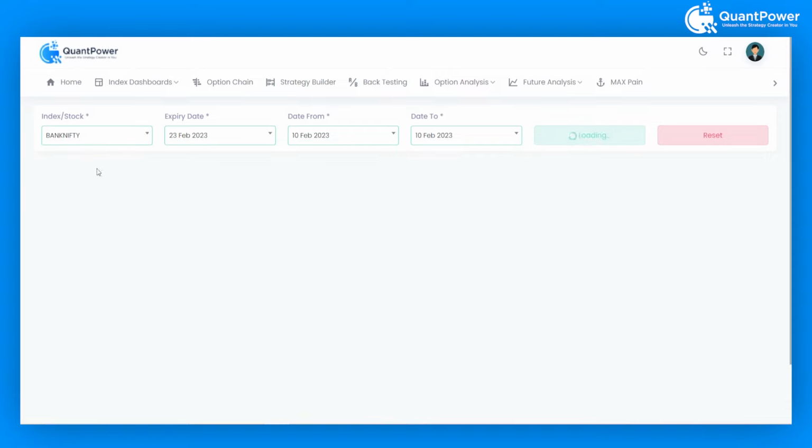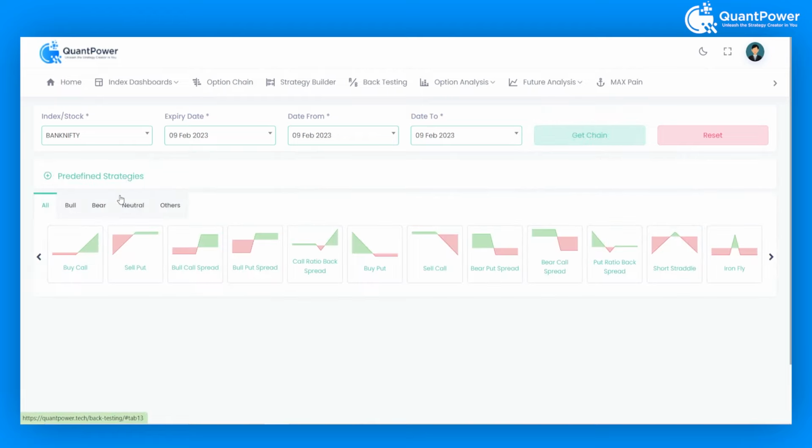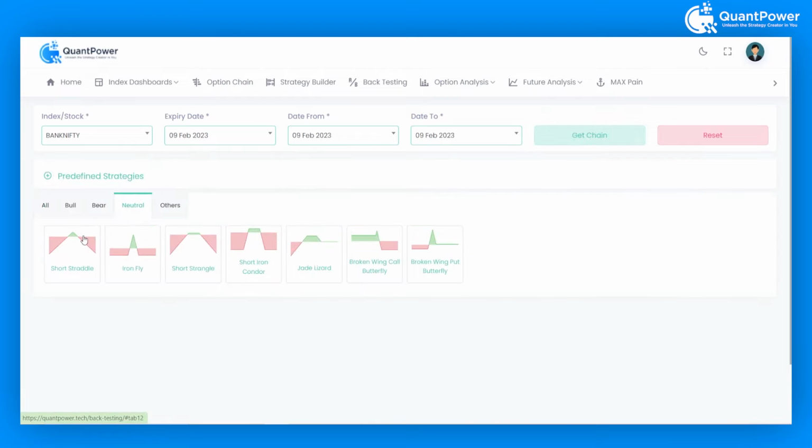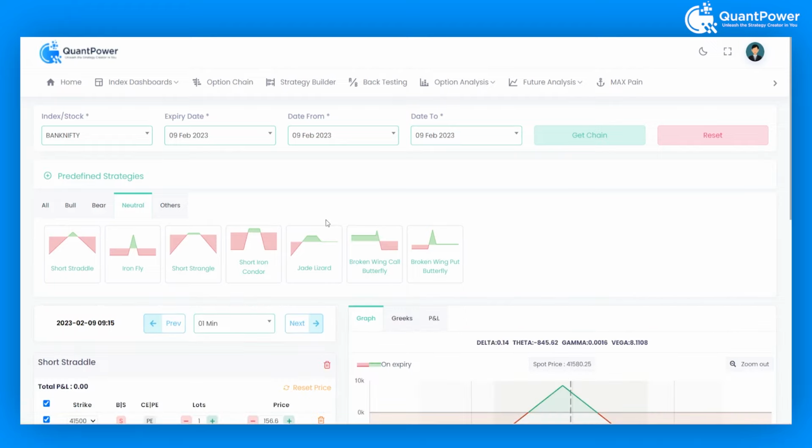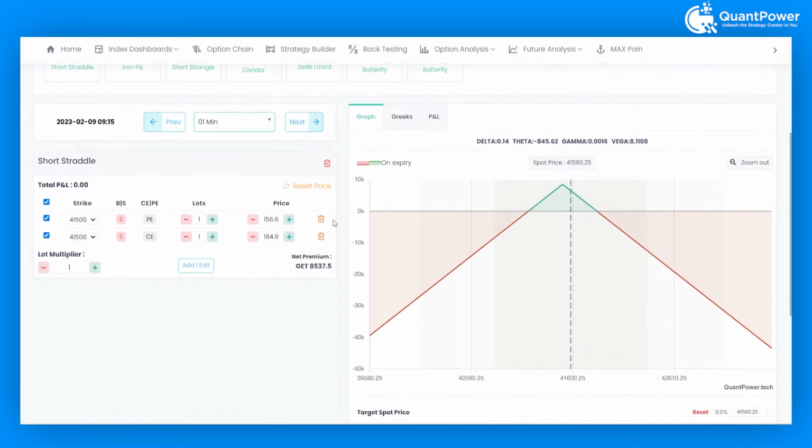Let's select Bank Nifty as our index and 9th February as the expiry date, with date from and date to also set to 9th February as we want to test intraday results. Here, we will see the option to select a strategy. For this demonstration, we will choose the short straddle. This strategy works best on expiry days.